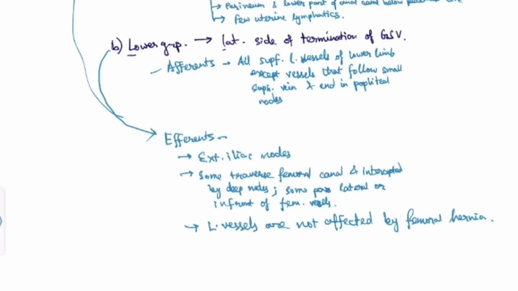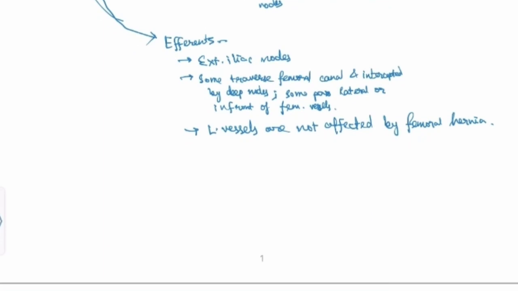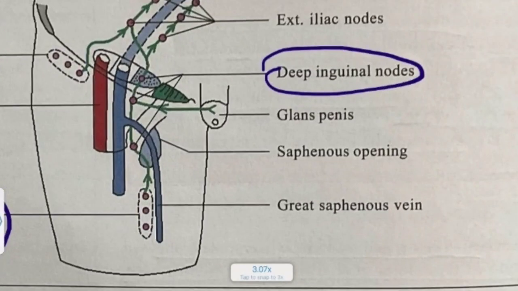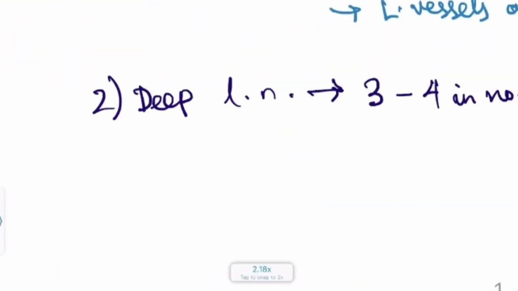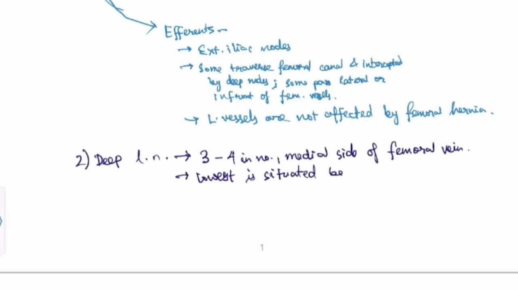Now going on to the deep inguinal lymph nodes. Deep lymph nodes are mainly 3 to 4 in number. Let's have a look. See, one present here, second here, third here. So only 3 in this case. 3 to 4 in number, located on the medial side of the femoral vein. The lowest lymph node is situated below the junction of the GSV and the femoral vein.